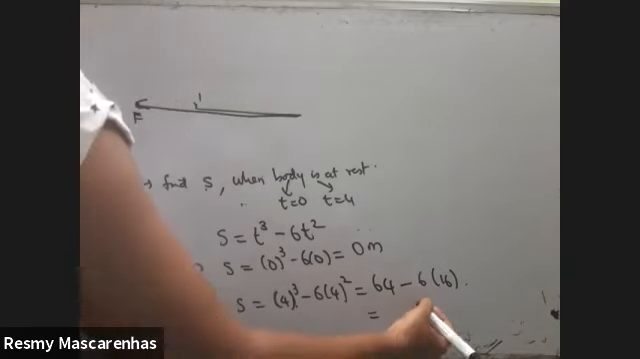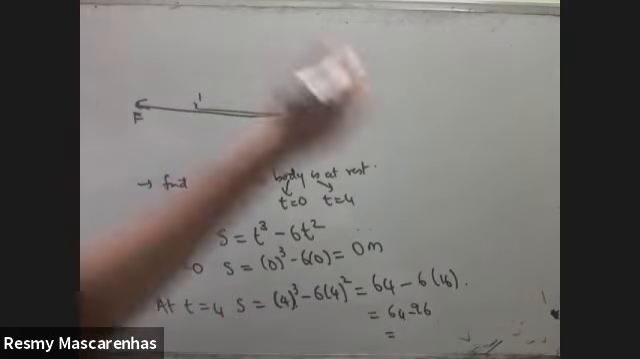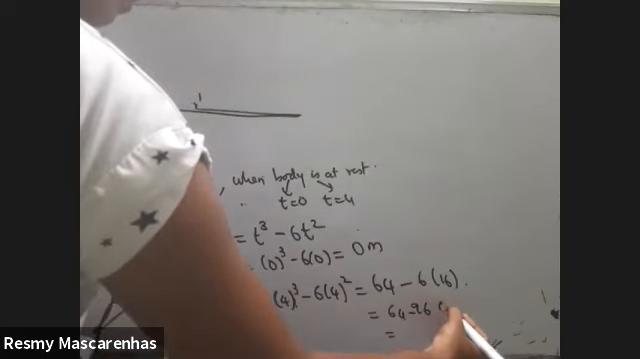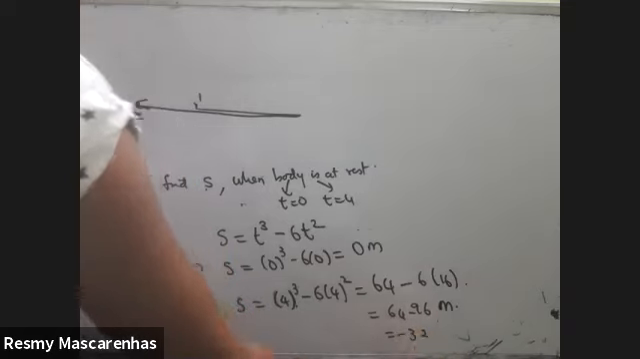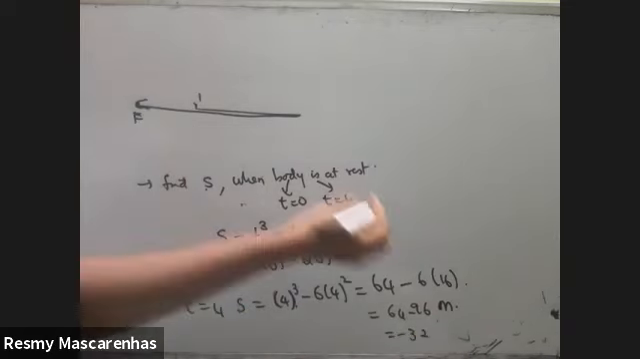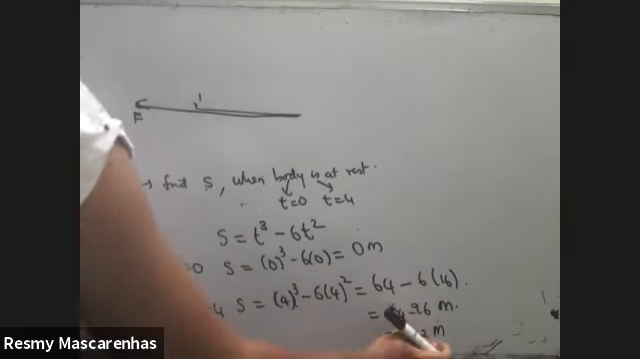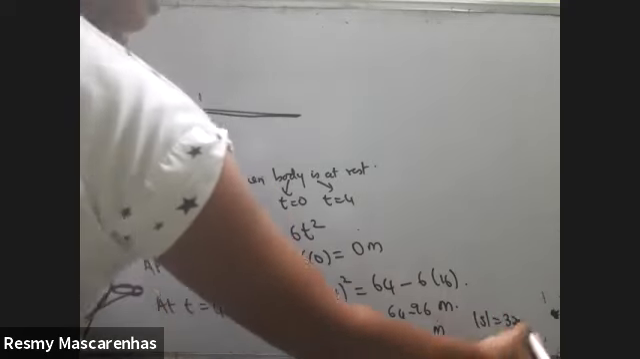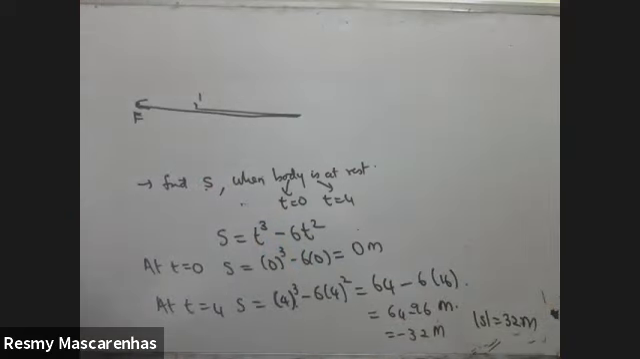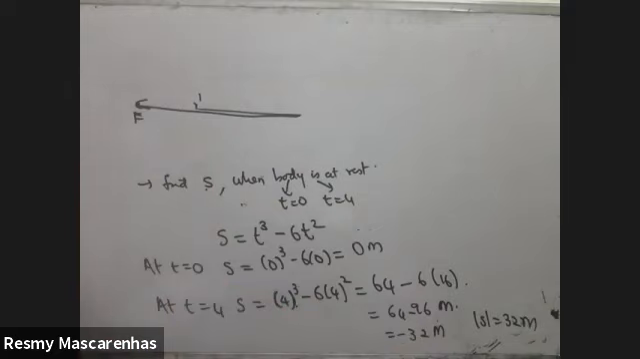Okay, so this will be 96, 64. This will be in meters. This will be 2 minus 32, minus 32. If you want, you can write modulus also. Just check if your teachers are asking you to write positive only, then you can put a modulus sign and make it positive, otherwise you can leave it like this. Displacement is 32 meters. So that will be your answer.